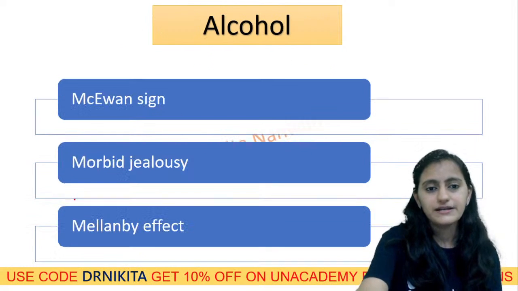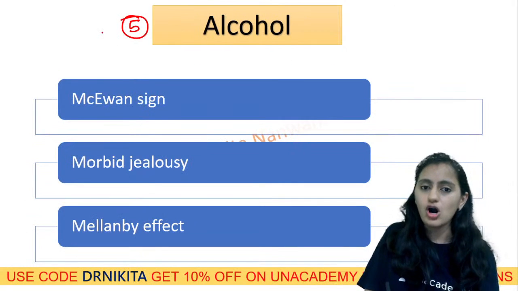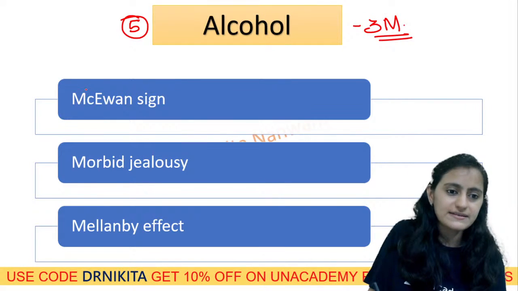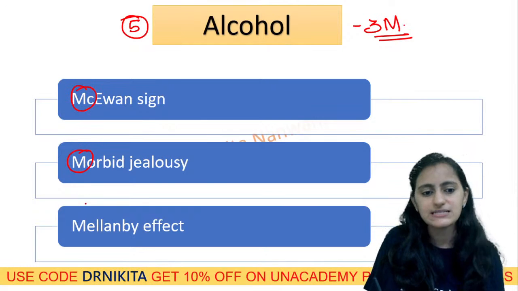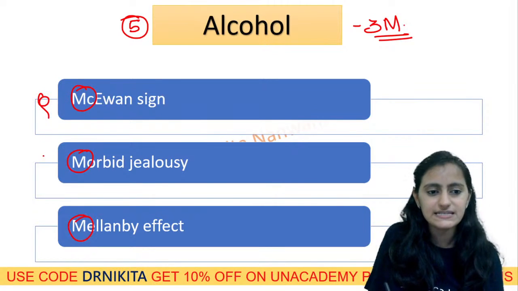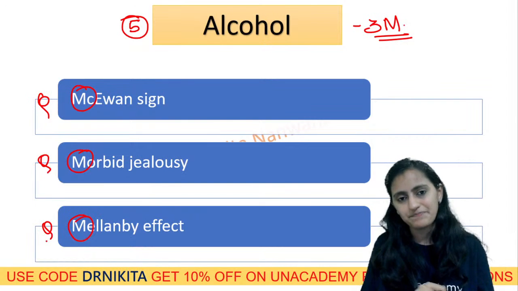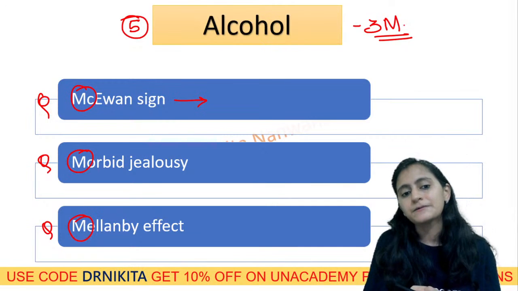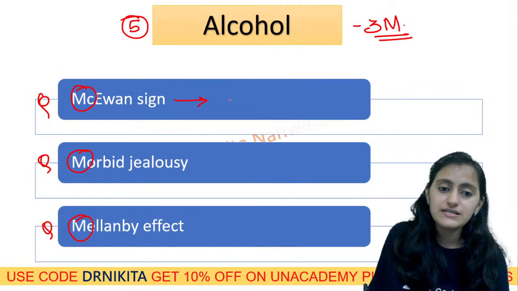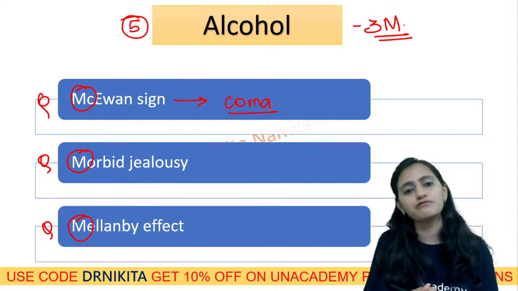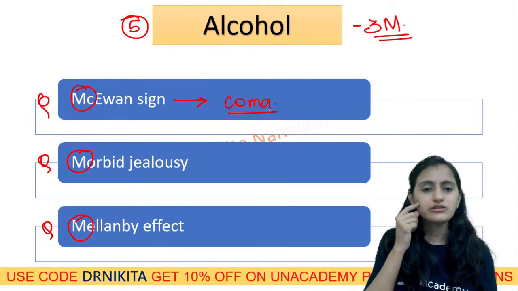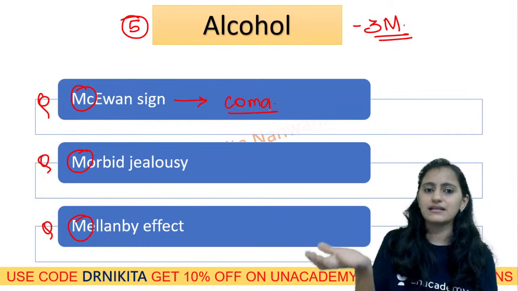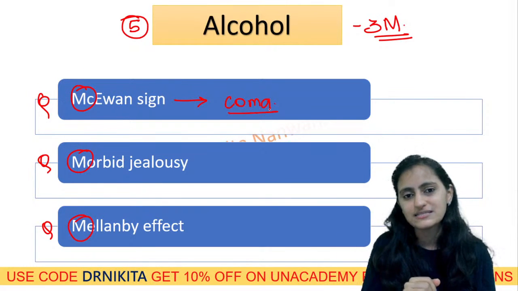Next is alcohol. For alcohol, remember 3 M's. 3 M's are important for alcohol. That is Mc-Evan sign, morbid jealousy, and Mellanby effect. Each of these in itself is a question that can be asked in the exam. What is Mc-Evan sign? Can someone tell me? Mc-Evan sign is seen in what stage? What stage of alcohol intoxication? It is seen in stage of coma, right? Whenever you pinch the neck or the face, the pupil dilates. So that is Mc-Evan sign. Morbid jealousy, like your Othello syndrome, we have seen morbid jealousy, alcohol.